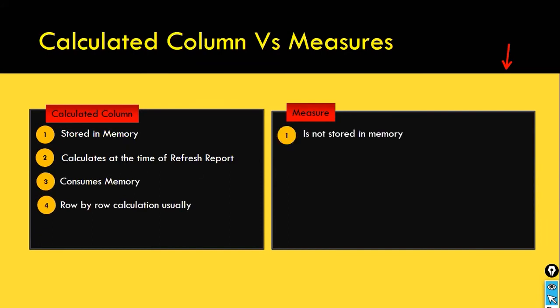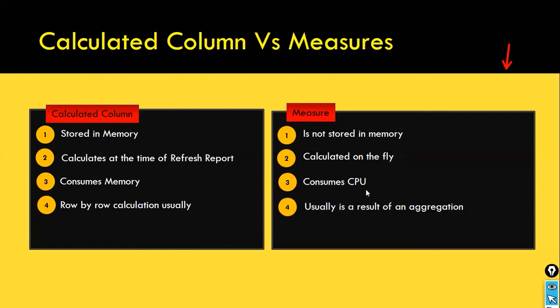For example, if you want to compute the profit, you take sales amount minus cost of goods sold. If you subtract the cost of goods sold from your sales amount, you get the profit or margin. And the difference between these is, one is stored in memory, the other is not stored in memory. It is calculated on the fly, and it consumes CPU. And here, usually it is a result of an aggregation.